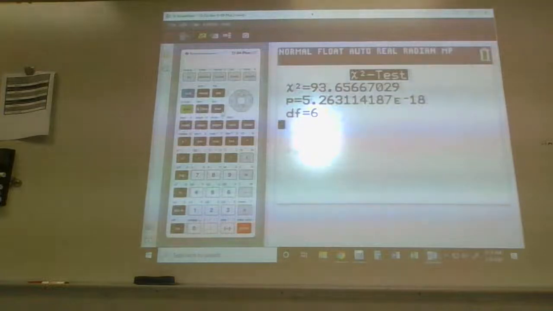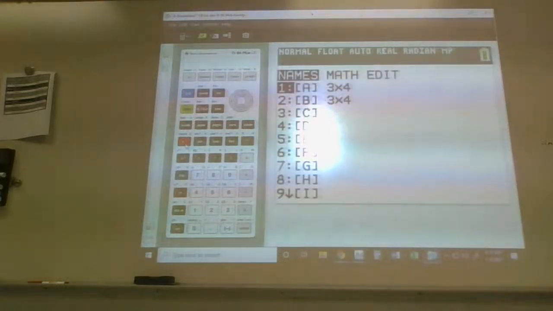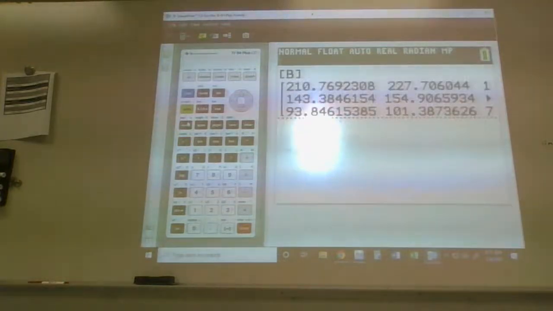Now, put your eyes on my screen for a moment. You don't have to do this. I just want you to see. Oh my gosh, look at that. Matrix B already has stuff in it. Yes, it does. Watch this. Matrix B, enter. Look at those numbers. You didn't type those in. The calculator did it for you. It's wonderful.